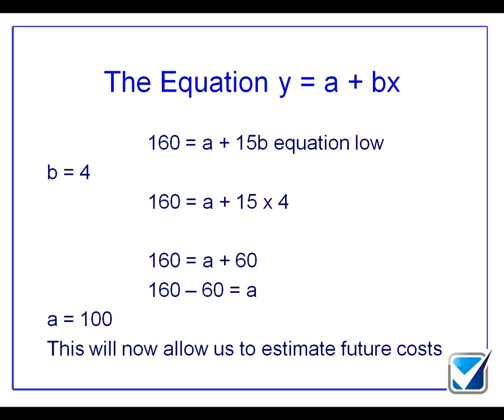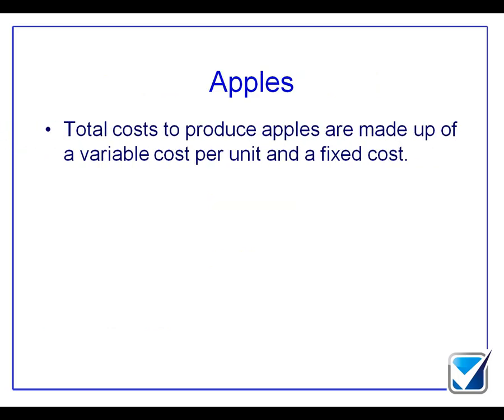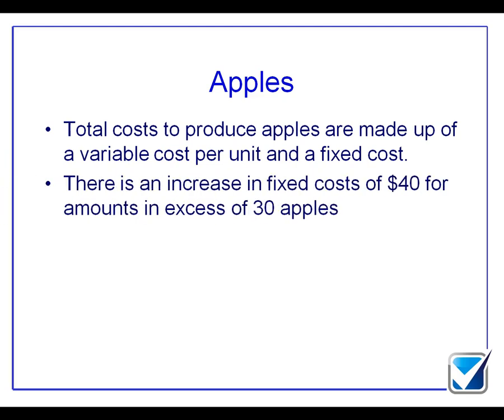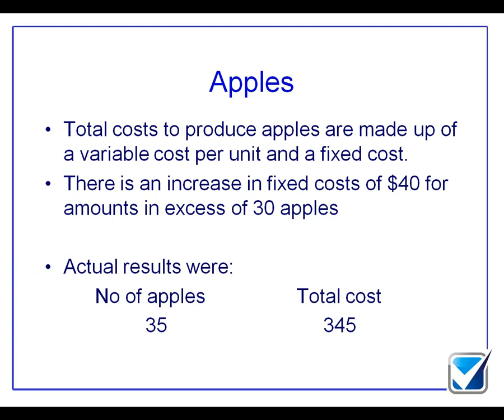Now, just to make sure you're completely comfortable with this, we have an additional example, which is my apples example. With the apples example, total costs are made up of a variable cost per unit and a fixed cost. There is an increase in fixed cost of $40 for amounts in excess of 30 apples. So maybe we need to buy another machine. And the actual results that we've got in the previous periods are for 35 apples and also for 5 apples. Now be careful here, guys, because when it says 35 apples, that means it's in excess of 30. So that's where we get our step in the fixed costs. So I need to take that into account.